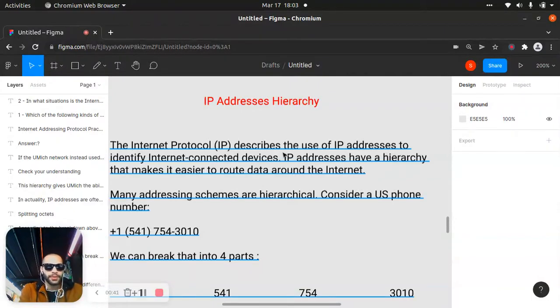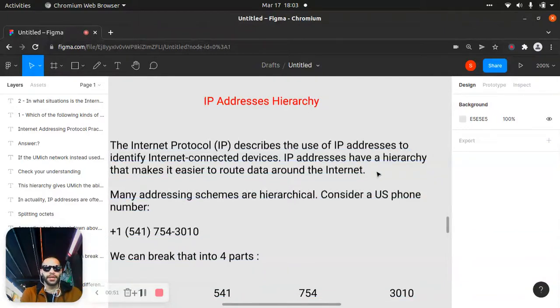Let's start. The Internet Protocol, IP, describes the use of IP addresses to identify Internet connected devices. IP addresses have a hierarchy that makes it easier to route data around the Internet. Many addressing schemes are hierarchical.